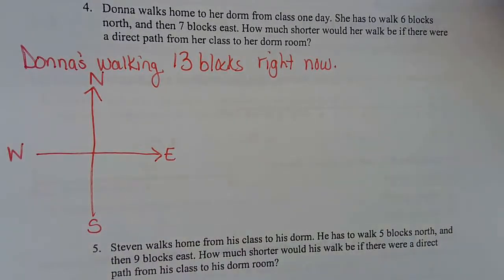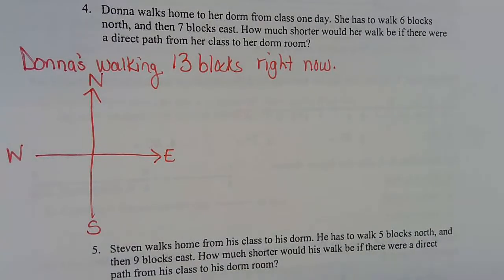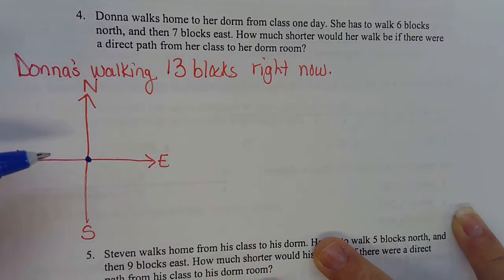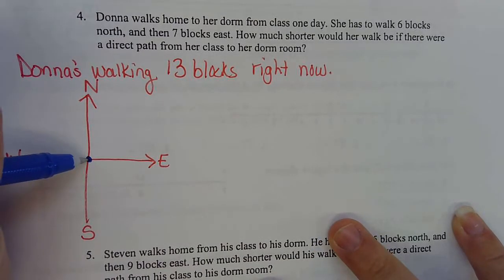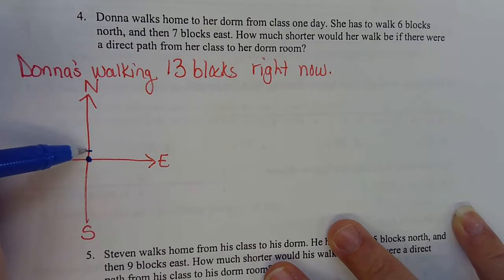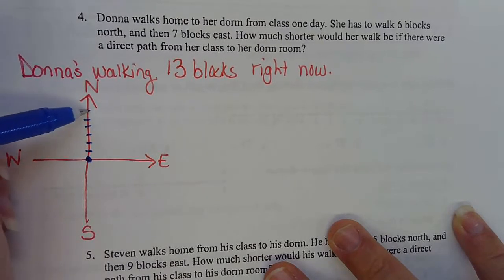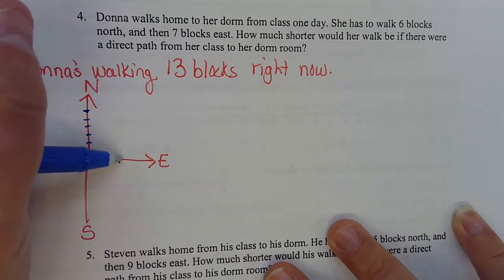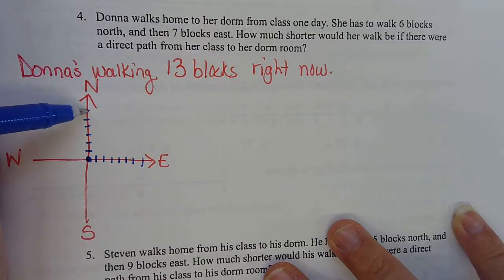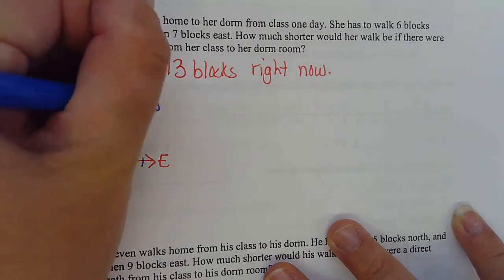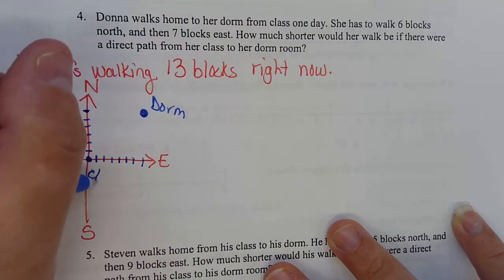So it says that Donna, we're going to have Donna start here. She's walking home to her dorm from class one day. So this is where her class is. So when she walks home, she goes 6 blocks north. 1, 2, 3, 4, 5, 6. She goes here. And then she turns and goes 7 blocks east. 1, 2, 3, 4, 5, 6, 7. So 6 blocks north, 7 blocks east, and this is where Donna ends up. So this is where her dorm is, and this is where her class was.